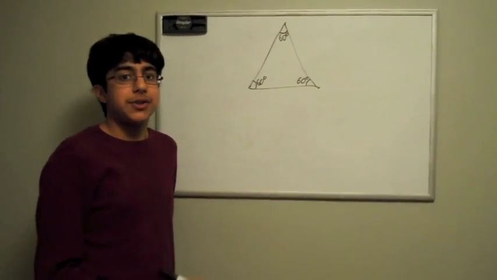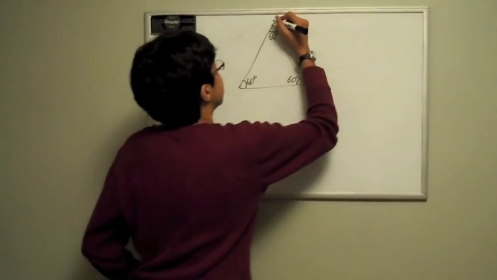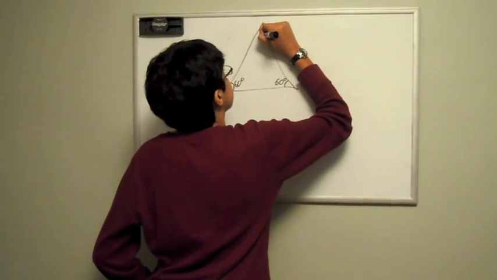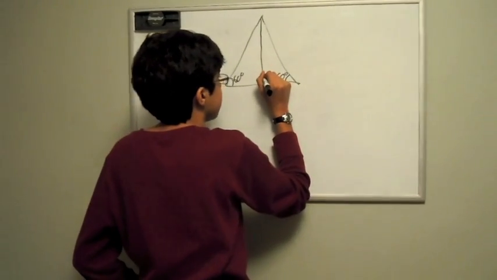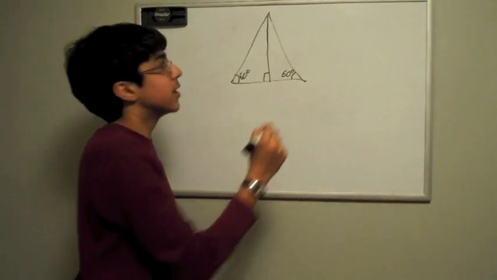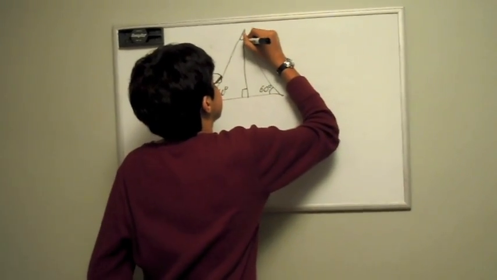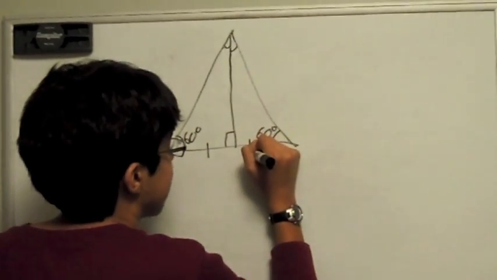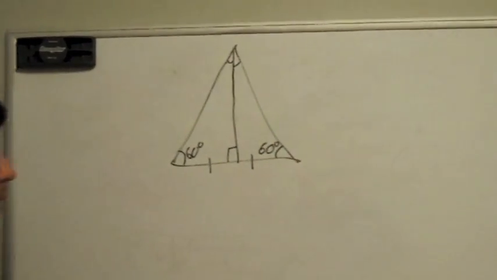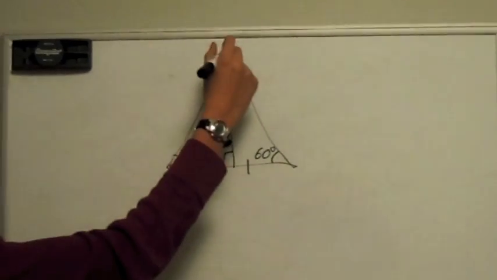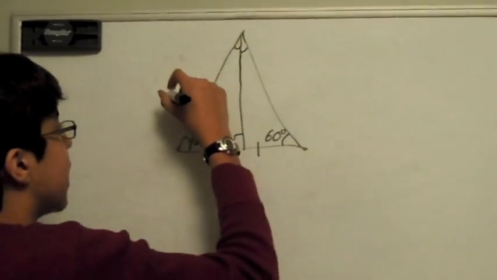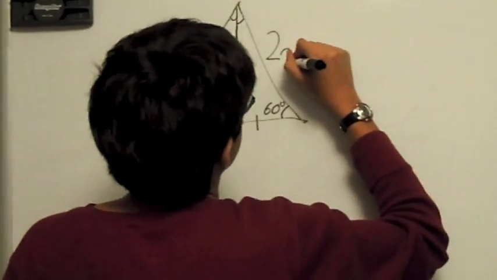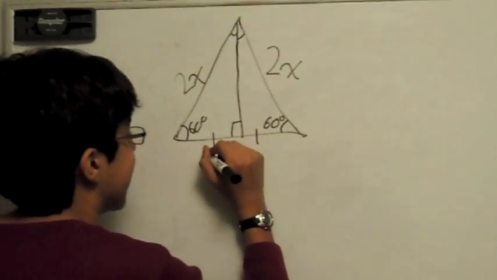Next, what we have to do is draw an altitude. Because it's an isosceles triangle, it bisects this angle and bisects this segment. Let's call the lengths of the equilateral triangle 2x. When we bisect it, this length is x.